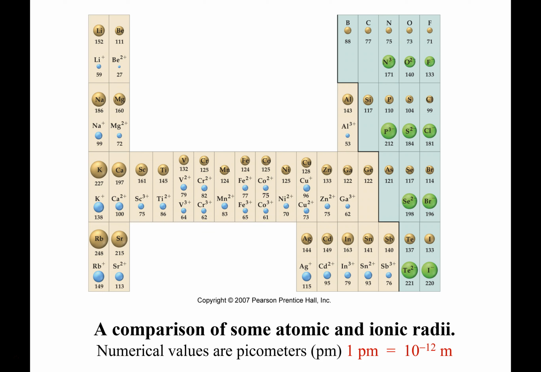This is showing you, for each element listed here, the neutral parent in gold, and then the cations in blue and the anions in green. So the blue cations all got smaller than the neutral parent, and the green anions all got larger than the neutral parent.